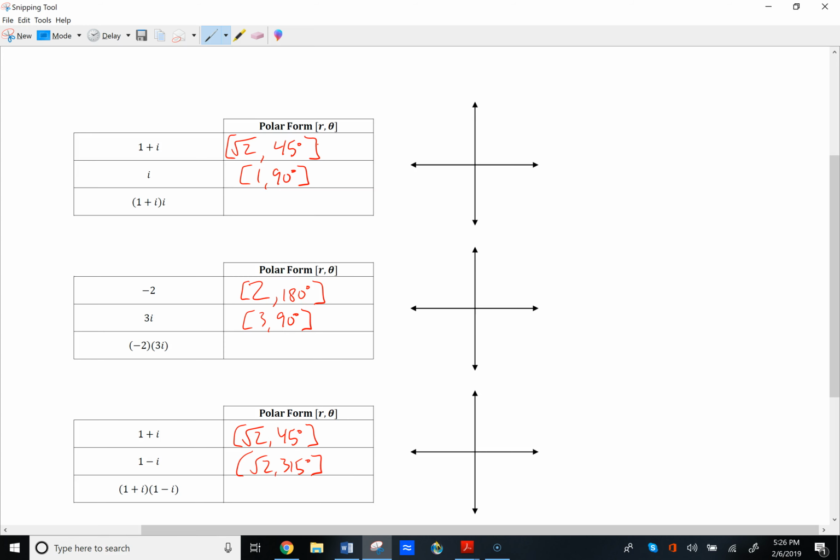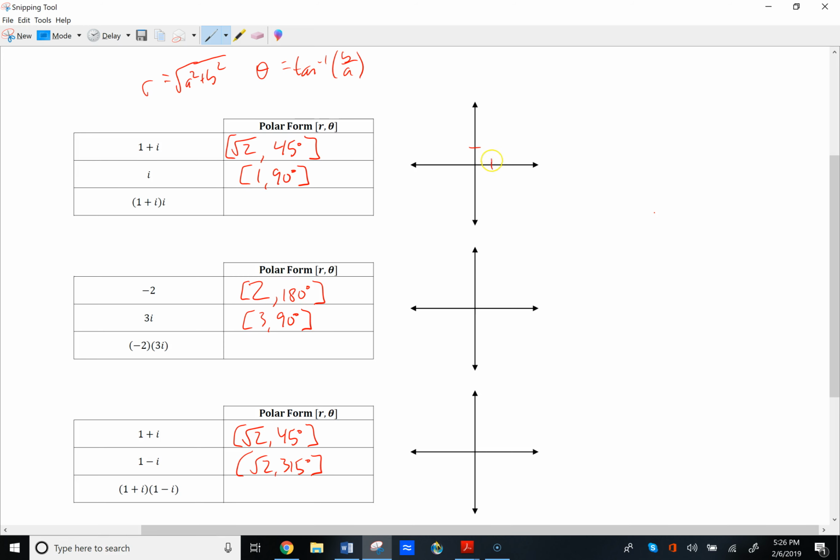R is the square root of a squared plus b squared. It's just magnitude, same thing we've been doing. Theta, of course, is tan inverse of the imaginary over the real because it's y over x. And then, thinking about what quadrant it's in. Some of these you don't even need to do tan inverse, right? If you know it's on the axis.